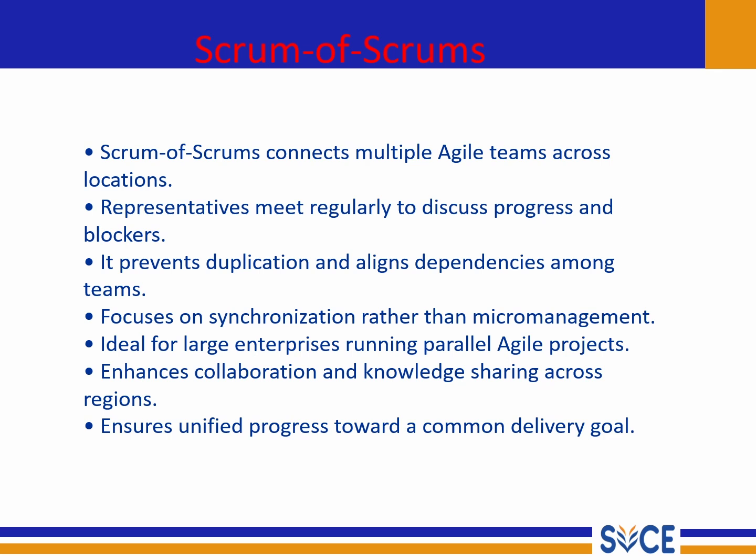Scrum of Scrums is a technique used when many Scrum teams are working together on a large project. It helps the different teams stay coordinated and solve issues that affect multiple teams. Scrum of Scrums connects multiple agile teams across locations. It acts like a bigger version of the daily Scrum for large projects.